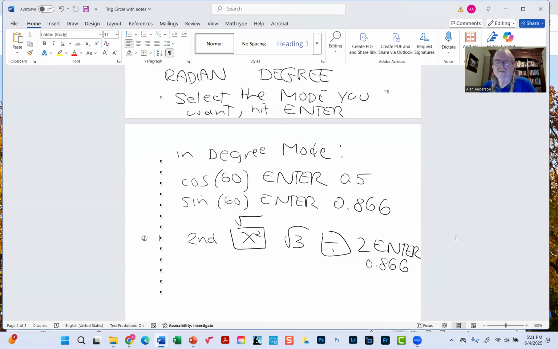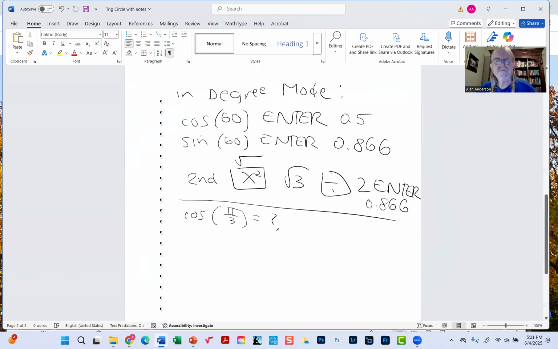Now, what about the radians? What if I want to do this? What if I want to confirm that cosine pi over 3 is in fact what I have? Well, first thing you have to do is go to the radians.